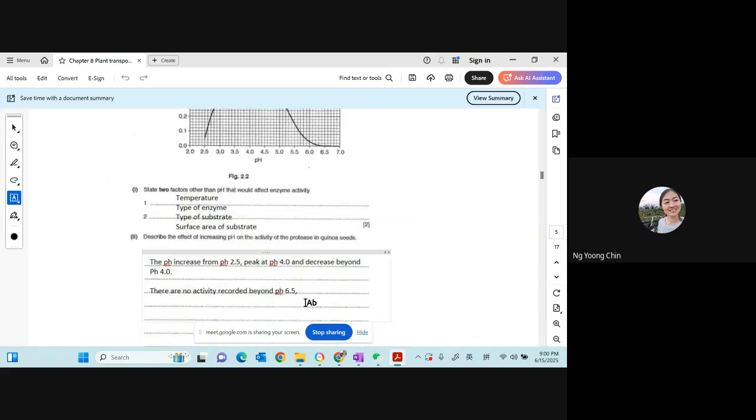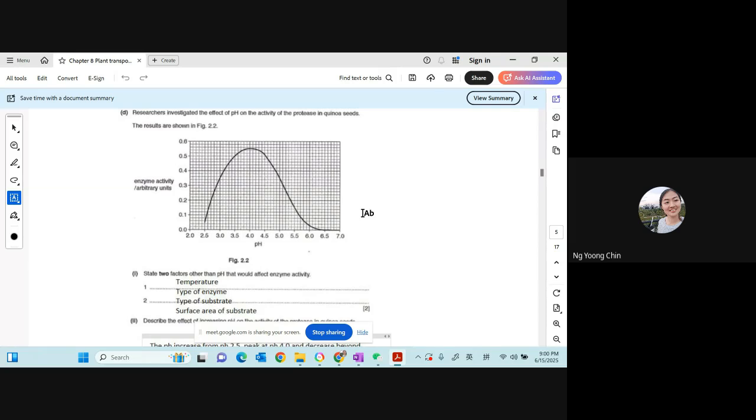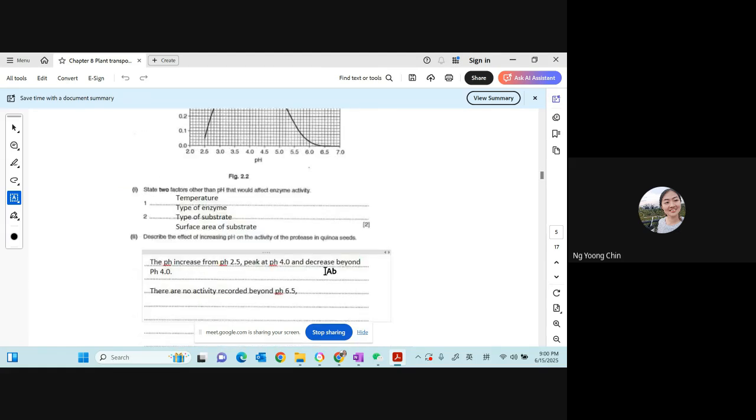Okay, that's all. And then this will talk about enzyme activity, because the seed germination process is a kind of enzyme catalyzed reaction. Since it is enzyme, the enzyme will be affected by other factors like the temperature, also the substrate, or the type of enzyme being used. So this will be answered.